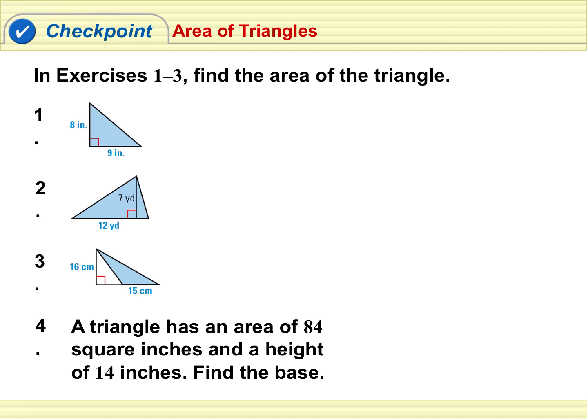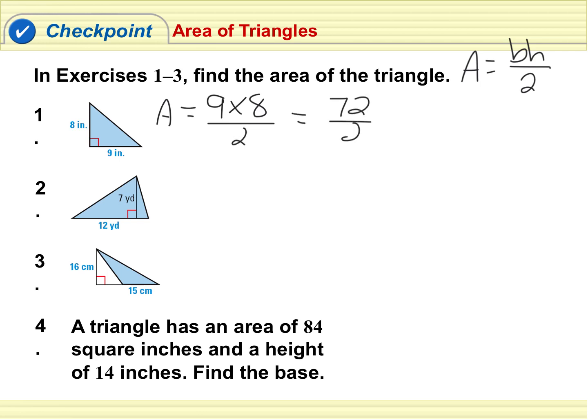Looking at number 1, we know for all of these, the area of the triangle is base times height divided by 2. Plugging in what we know, the area equals the base, 9, times the height, 8, divided by 2. Moving along, we have 72 divided by 2, which gives us 36. And again, we're finding area, so our label is important. We need to have inches squared.